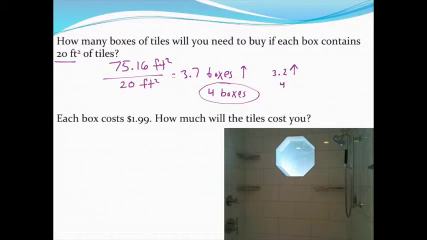And then one more step, they've asked us to find the cost. So if every box costs $1.99, we need 4 boxes. They're $1.99 apiece. The total to retile the world's creepiest shower is going to be, for tiles, $7.96.